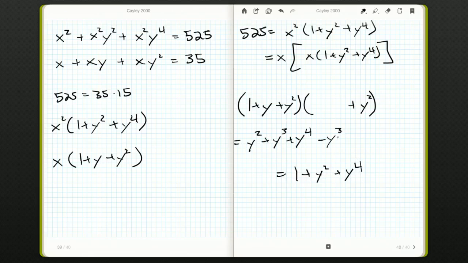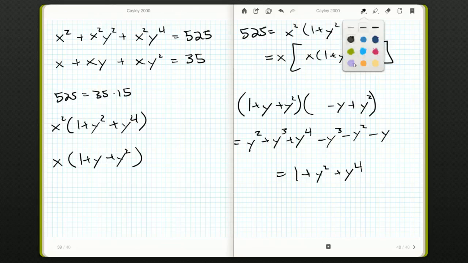How can we get a negative y cubed? Well, we take this y squared, and we multiply it by negative y. So that'll cancel out. But it also brings with it a y times a negative y, so that's negative y squared, and 1 times negative y, which is negative y. So the y cubes cancel out exactly as we want. But so do the y squareds.